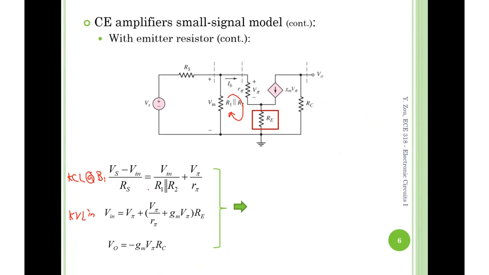Because now if you count, you have Vs, V in, V pi, and the V naught. 4 unknowns, 3 equations. Very good. Does that make sense? So the key is the first equation here. You need to figure out, instead of a voltage divider, you need a KCL.